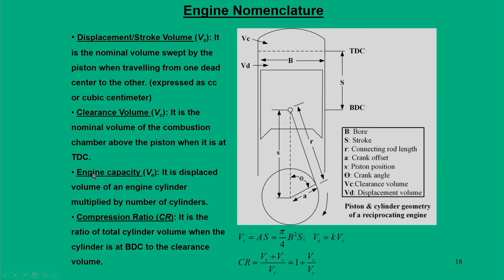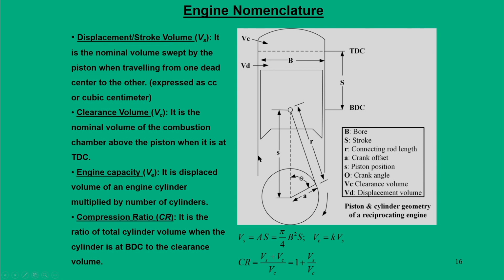Then we have engine capacity. In this case we have one cylinder and one piston, but in a particular engine we can have multiple cylinders and multiple pistons. So engine capacity is nothing but the displaced volume of an engine cylinder multiplied by the number of engine cylinders.